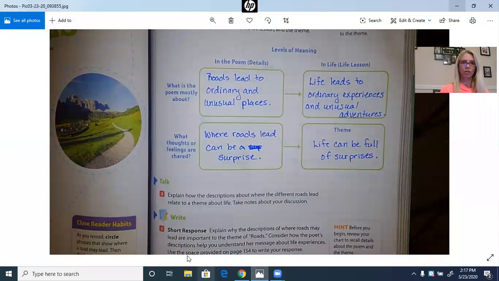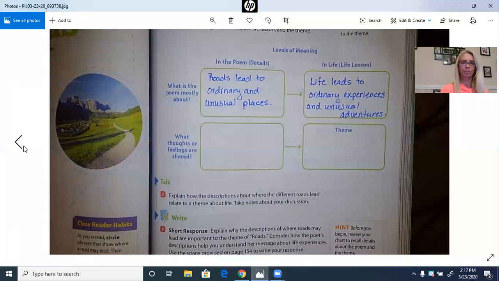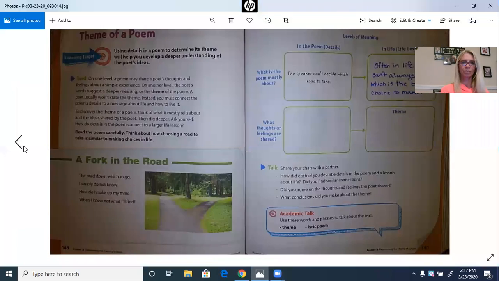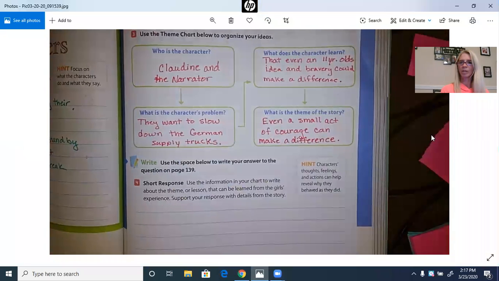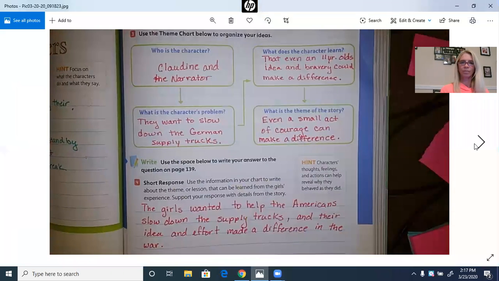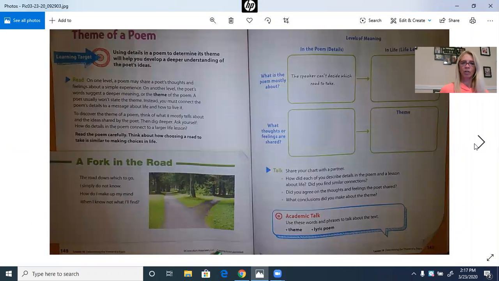You're going to turn to page 148, and it's going to look like this, and it's going to say the theme of a poem. So if you want to pause it, if you need to go get pen and paper, or if you want to go get your iReady book, you can go ahead and pause the video.